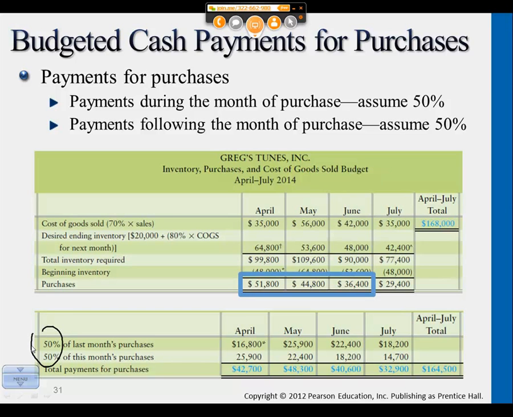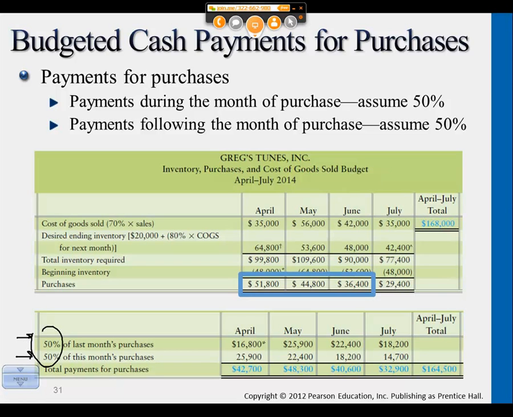So what do we see here? We are saying that it's, again, Greg's Tunes, the same company. So they pay for their inventory purchases 50% during the month of the purchase, and then 50% after, right? That's what we said we have in the second part. 50% of the last month, and then 50% of this month's purchases.